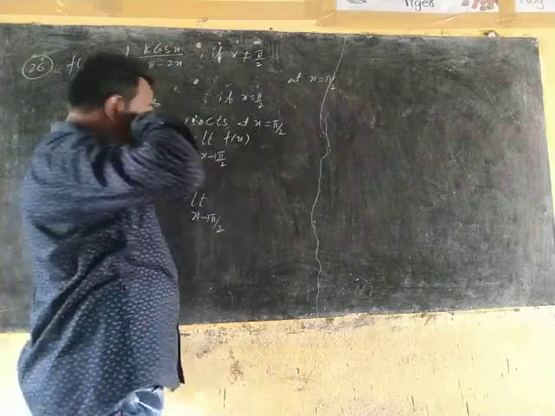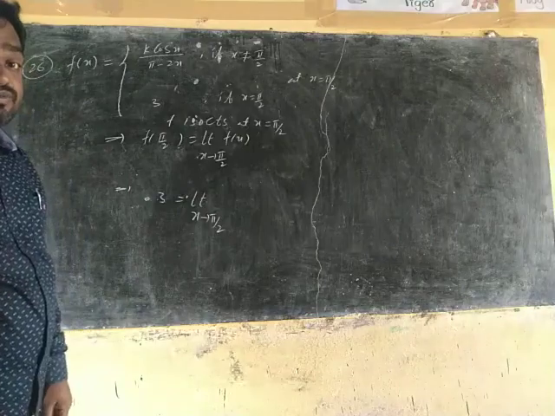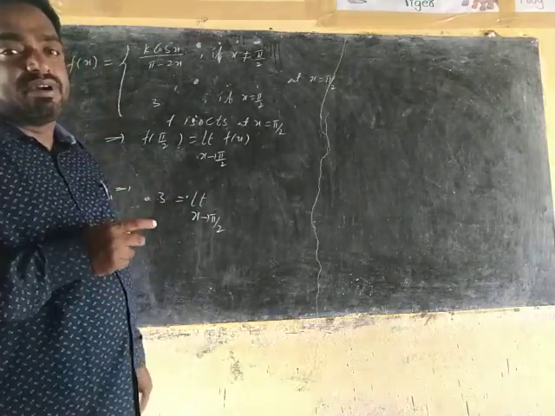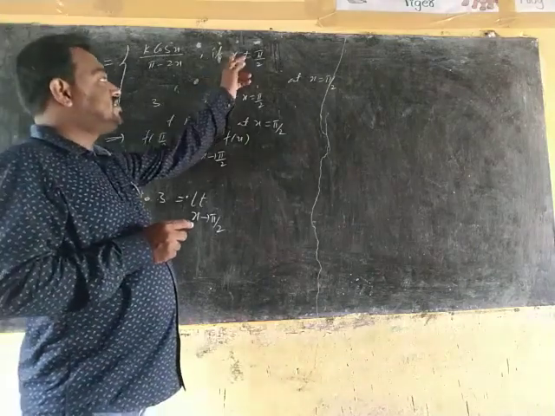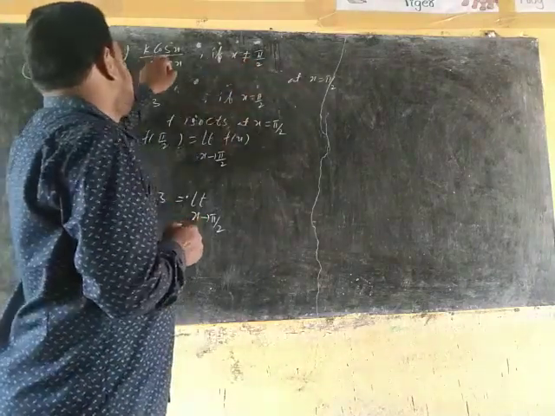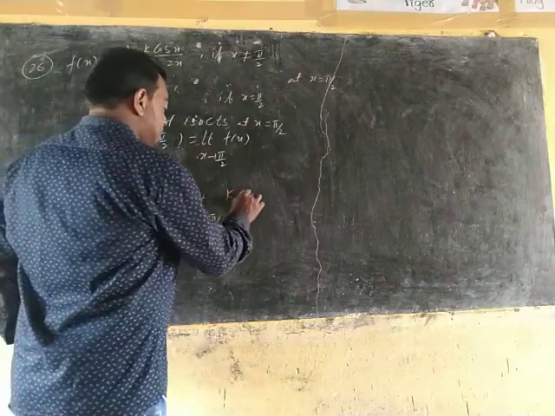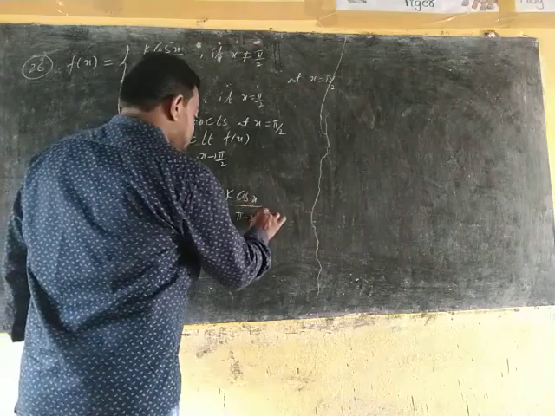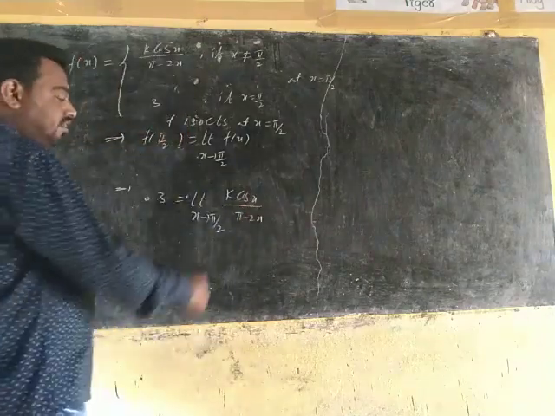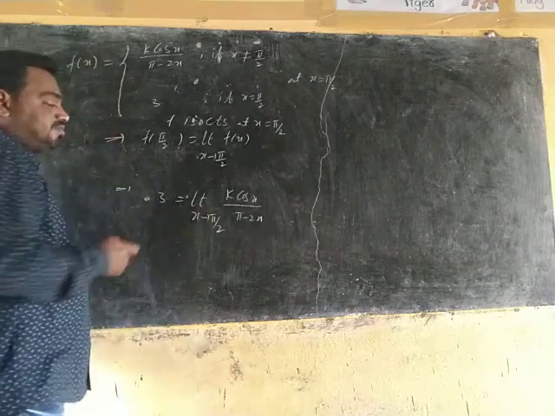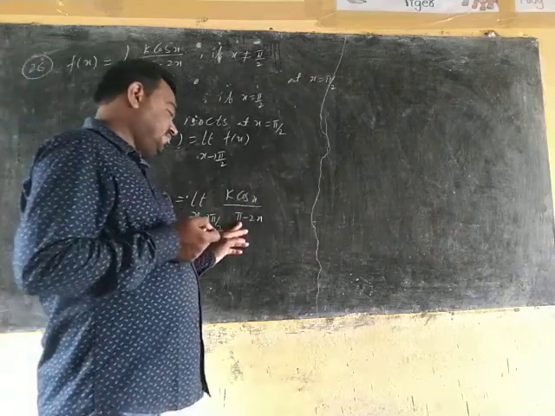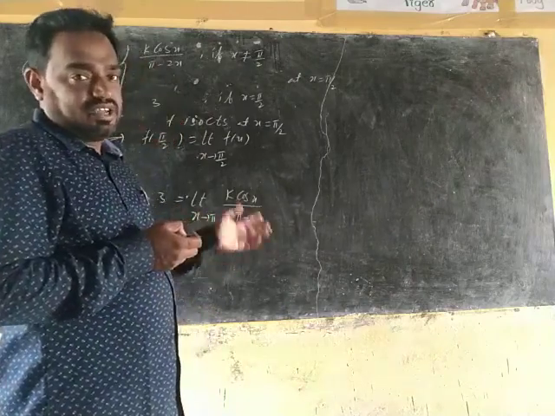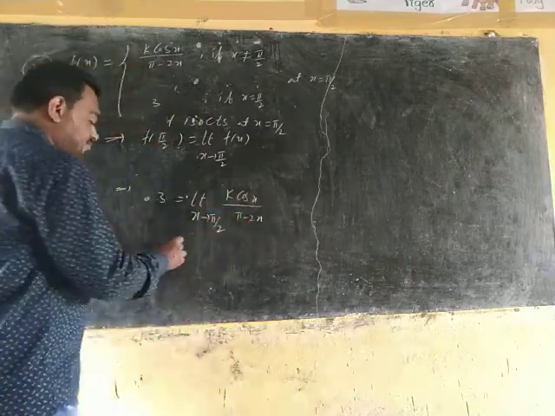x is approximately equal to pi by 2, not exactly pi by 2, right? So that means x is not equal to pi by 2. Then f of x is equal to k cos x by pi minus 2x. Now if you substitute x equals pi by 2, in the denominator we get pi minus 2 into pi by 2, pi minus pi is 0. Not defined.